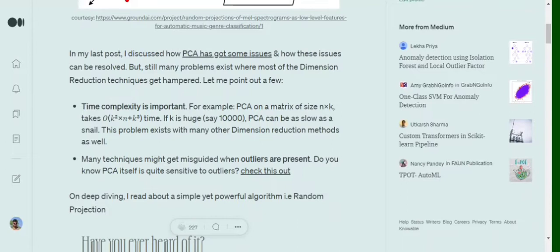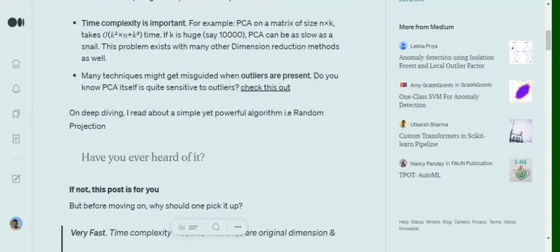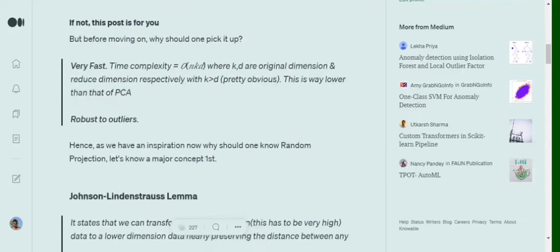The second thing being that PCA gets heavily distracted by outliers present. So how do we overcome these issues? We have a technique called random projection, which can help us resolve these two issues. For example, random projection is pretty fast.